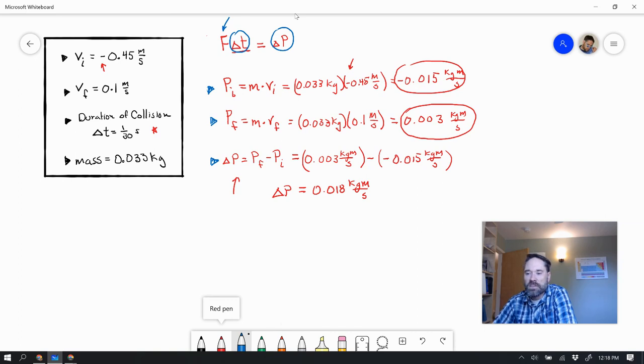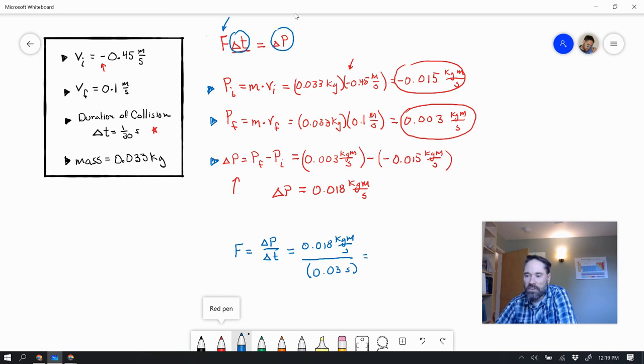So I'm almost done. Let's go ahead and do that down below, where I'm going to say that force times the delta t is equal to a change in momentum, so if I move the delta t over to the other side by dividing, I've got force all by itself. I'm going to plug in the things that I know: 0.018 kilogram meters per second, and I'm going to divide that by my amount of time. My amount of time is 1/30th of a second. You could put it in decimal if you'd like, which is 0.03, again approximating here, seconds.